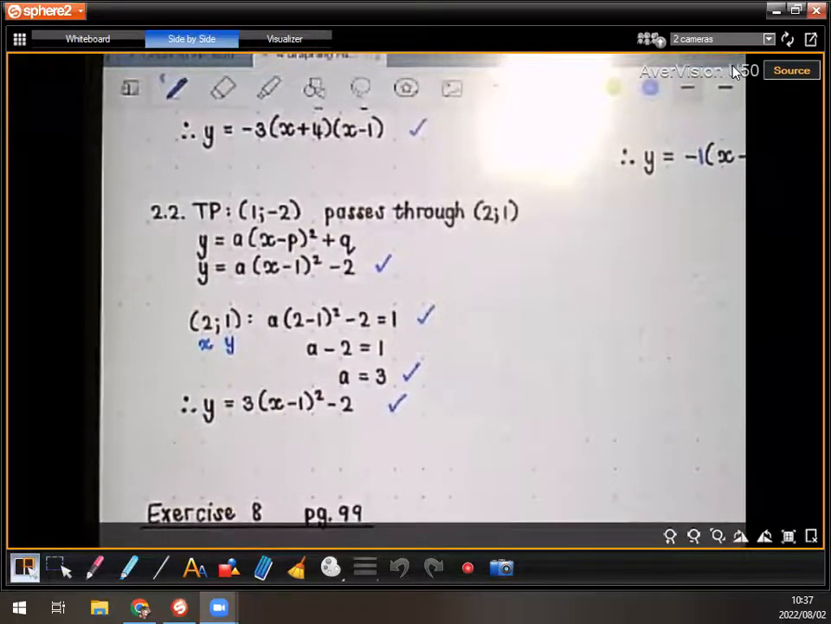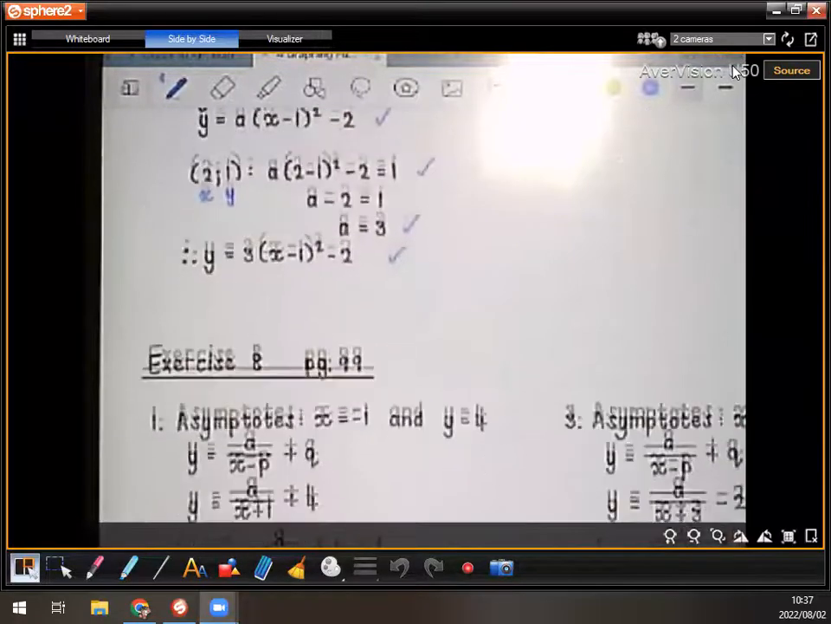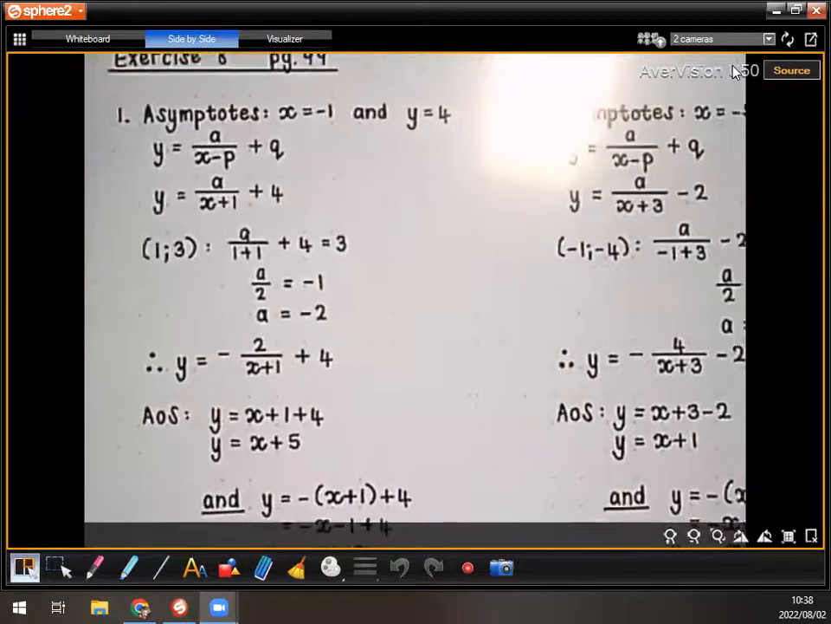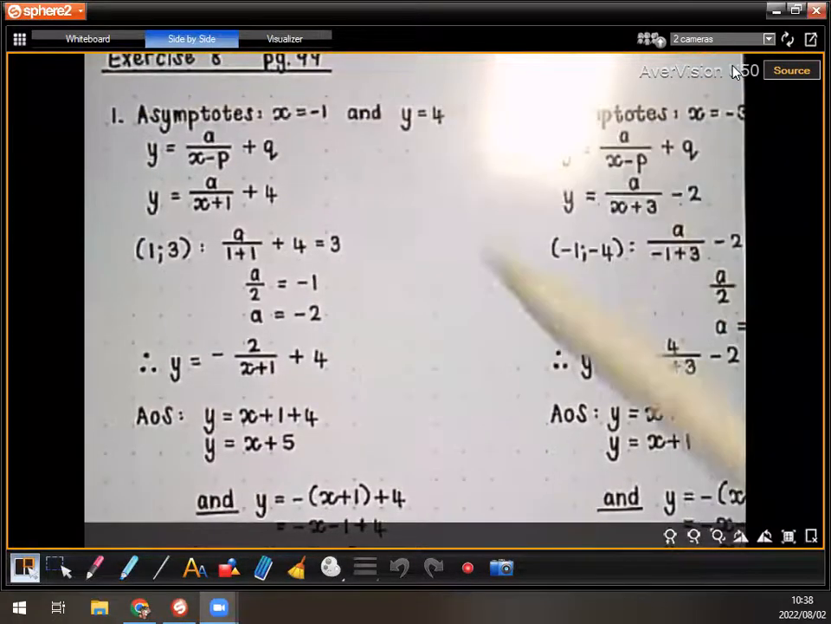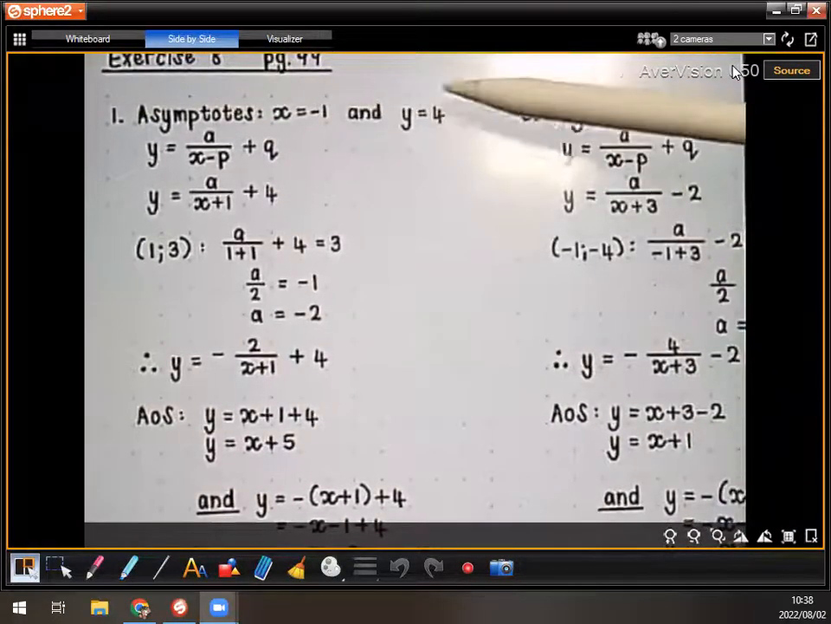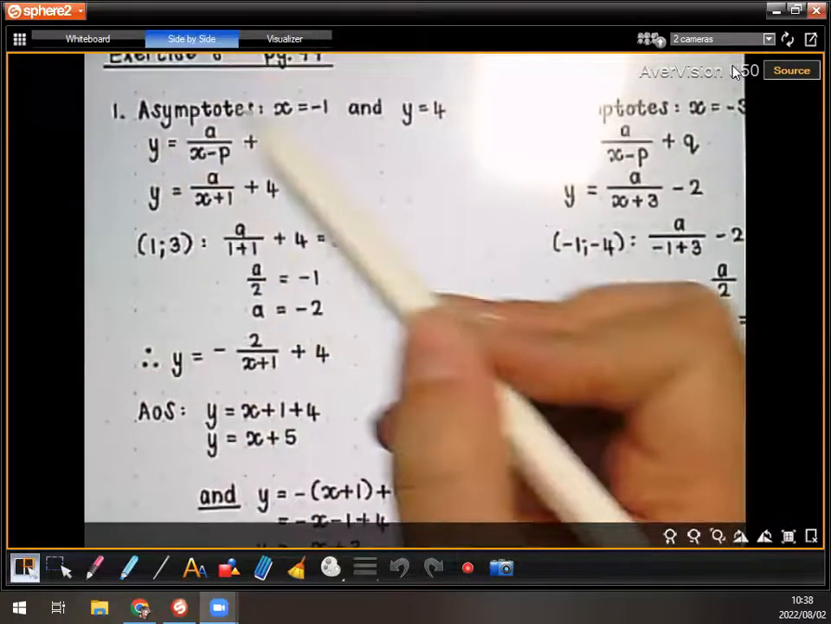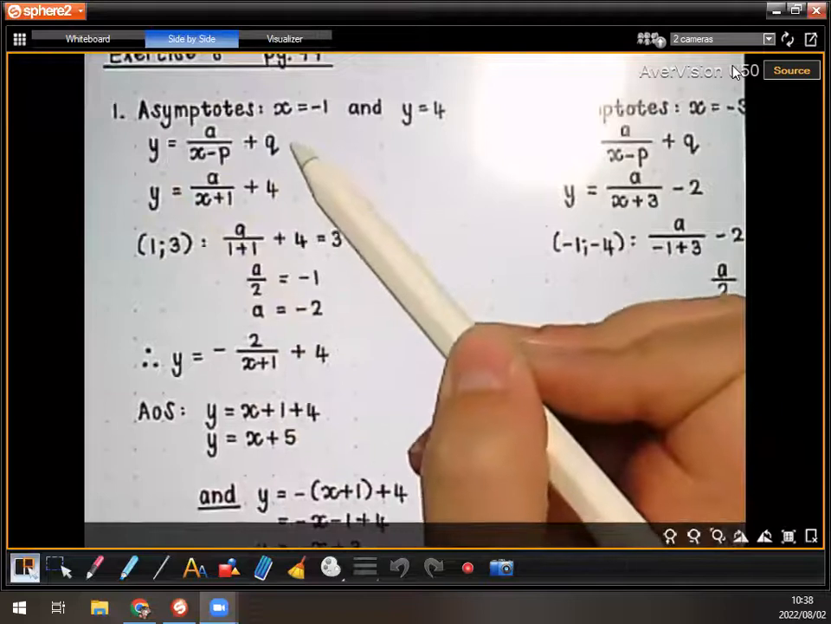Any questions on parabola? Alright, then you had to do 2 hyperbola questions. So I just wrote down what was given. They gave us the 2 asymptotes, x equals -1 and y equals 4 for the first one. So again, guys, firstly, it's a hyperbola, so that's the standard form.